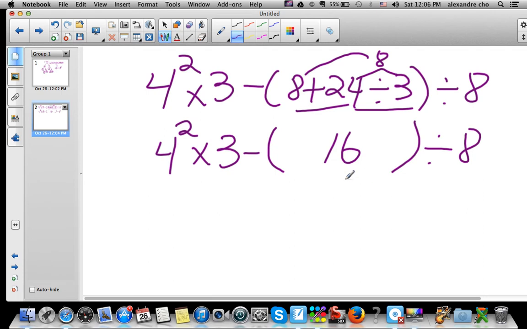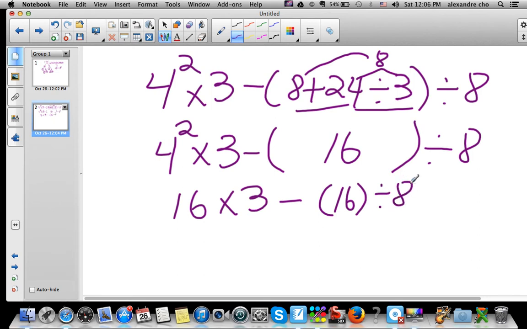That's probably not a bad idea. And we do exponents. 4 to the 2nd power is 4 times 4, not 4 times 2, which gives you 16, times 3, minus, we have a 16 here, divided by 8. Okay? Our parentheses are done, our exponents are done. Now we go to our next step. It's multiplication or division, whichever comes first. And multiplication came first, and we'll do that first. 16 times 3 is 48. Minus, and we can do this right now, 16 divided by 8 is 2. Final answer, 46. Okay?